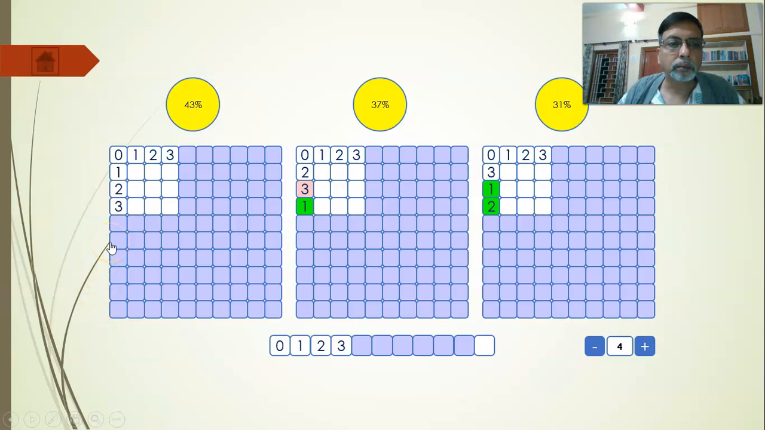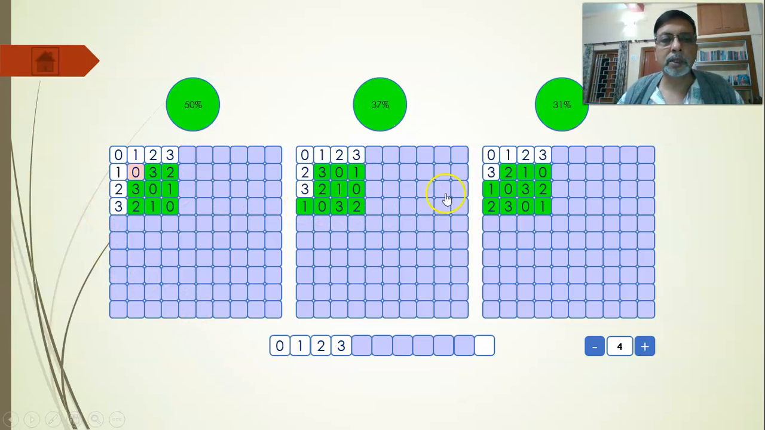Now, this is a Galois field of order 4. These are the addition tables. And this is the 3 mutually orthogonal Latin squares of order 4.